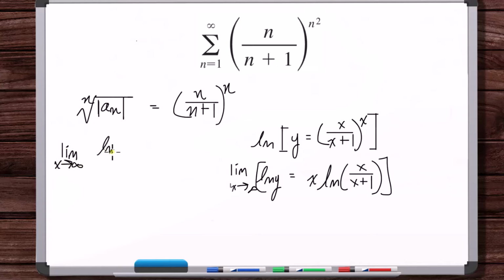So natural log of x over x plus 1 over 1 over x. So this approaches 0, this approaches 0 as x goes to infinity. So, all right, L'Hopital's rule.